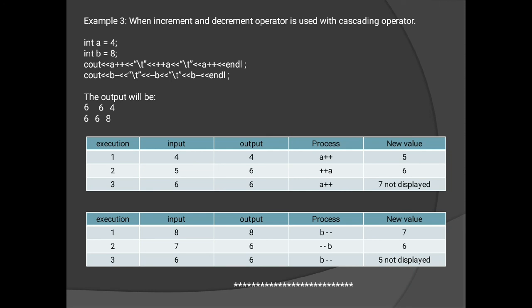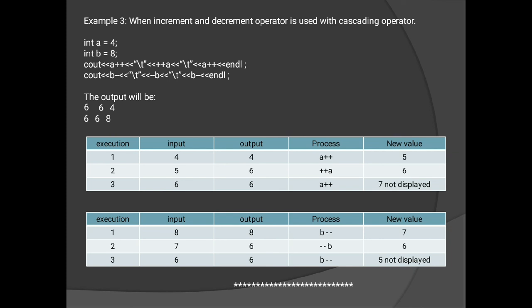So here a is assigned the integer value 4, and b is assigned the integer value 8. That's why the data type is int. So when you execute this cout statement, a++, and you can see the cascading operator, and within the double quotes the \t, that is an escape sequence character. \t means one tab space. And after that ++a, again \t tab space, and then a++, and then endl, so it will move on to the next line. So when you have to write down the output, you will not first execute a++ from the left side, and you will not execute it in this way.